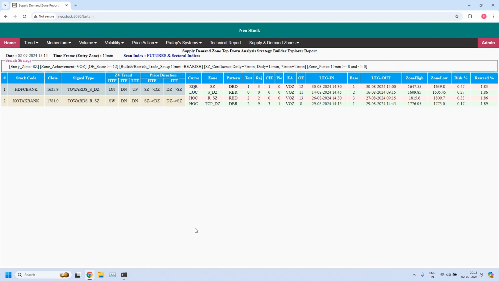LTF, ITF, HTF confluence: HDFC Bank and Kotak Bank both, but HDFC Bank trend is downtrend. If it is having daily EMA confluence, this is going to be a high probability trade setup. For Kotak Bank, the filter has no meaning with EMA confluence. But anyway, it is having a high liquidity zone, the 15-minute zone.